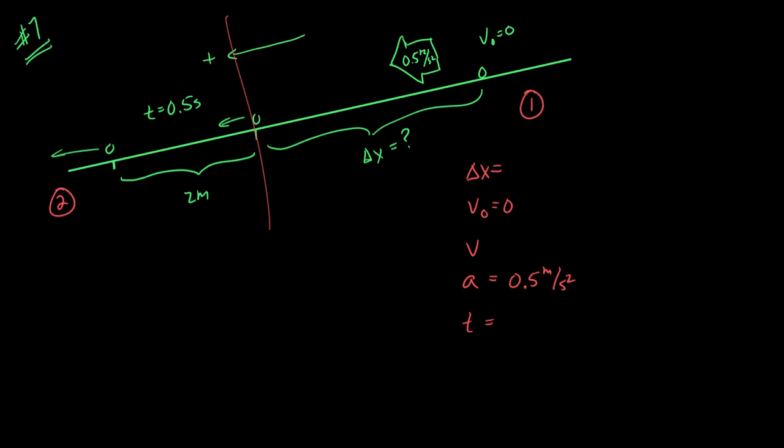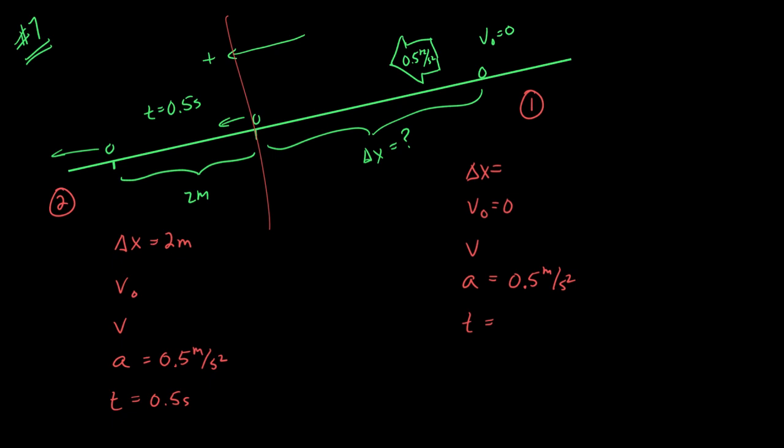Interval 2, we know that the displacement is 2 meters. We don't know the initial velocity or the final velocity, but the acceleration was 0.5 meters per second squared, and the time was 0.5 seconds. This is all the information that was given to us from the problem.